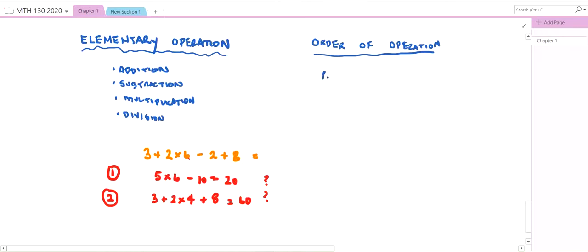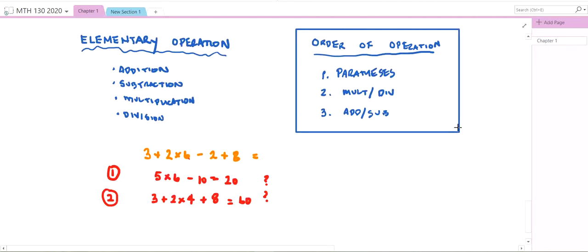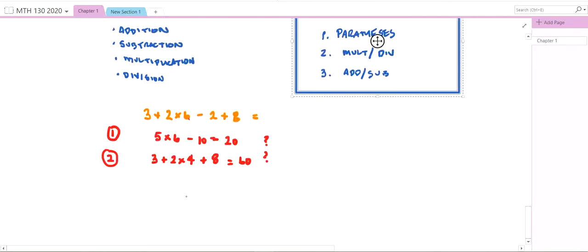First, we'll do anything that's in parentheses first. Then we'll do multiplication and division. And then we'll do addition and subtraction. So this is the order of operations we're going to follow, so that everybody gets the same answer.